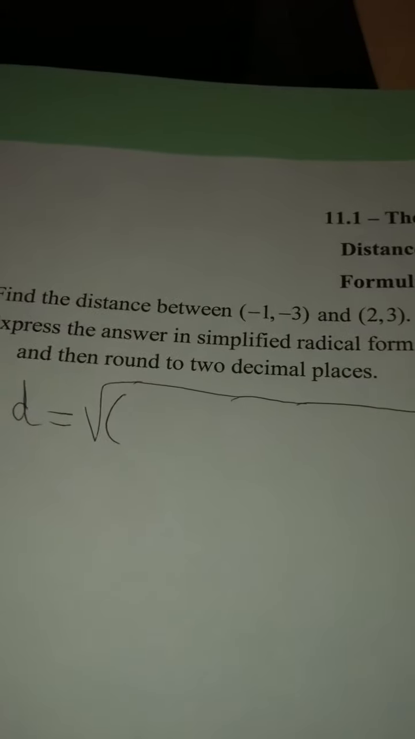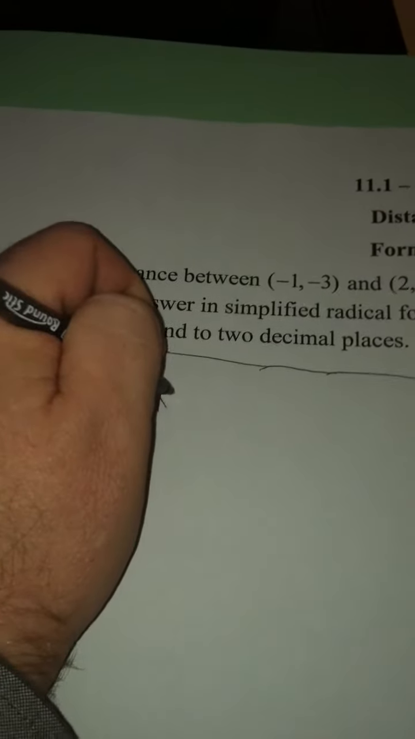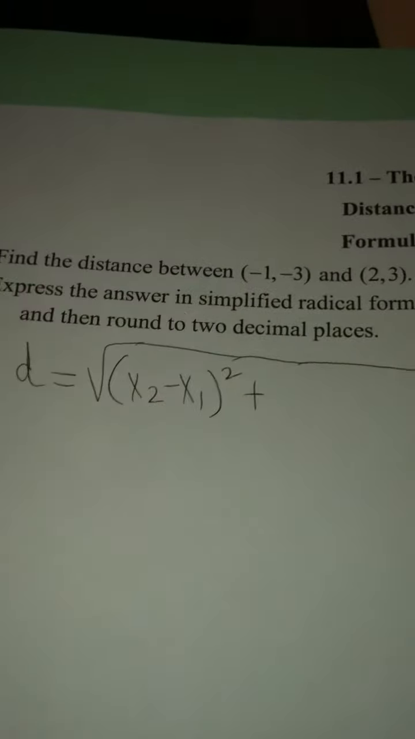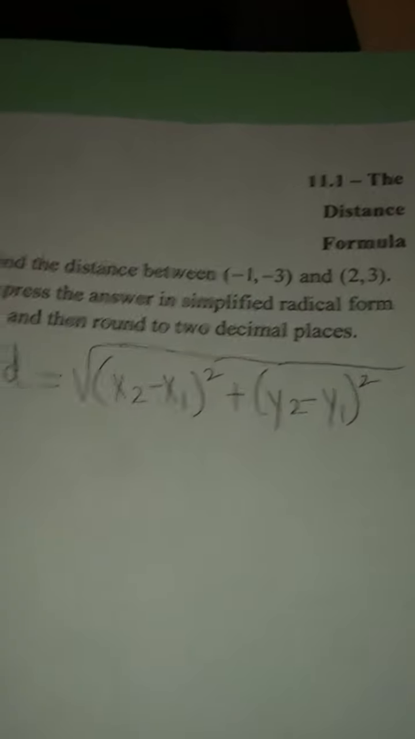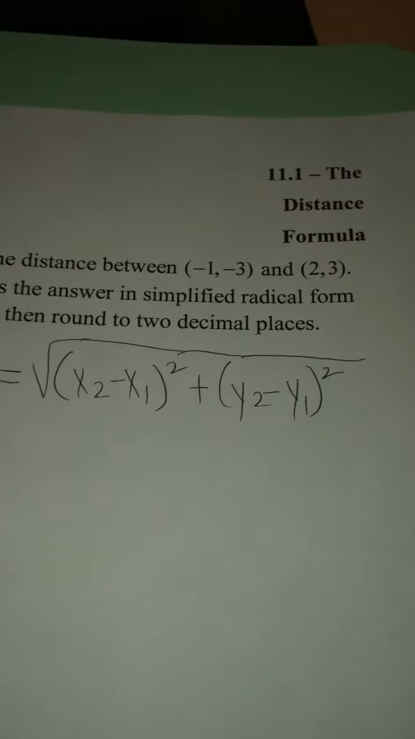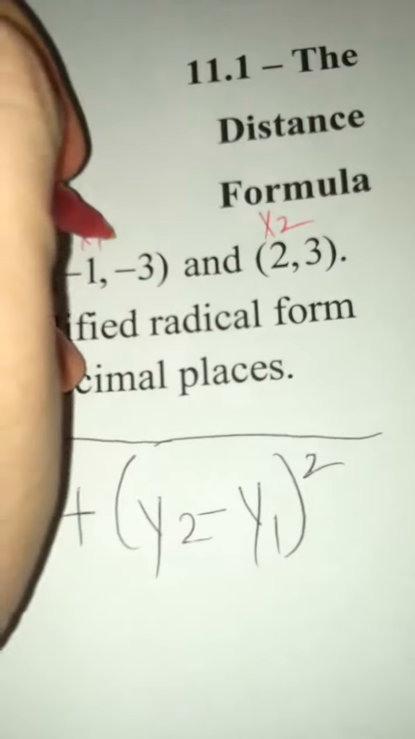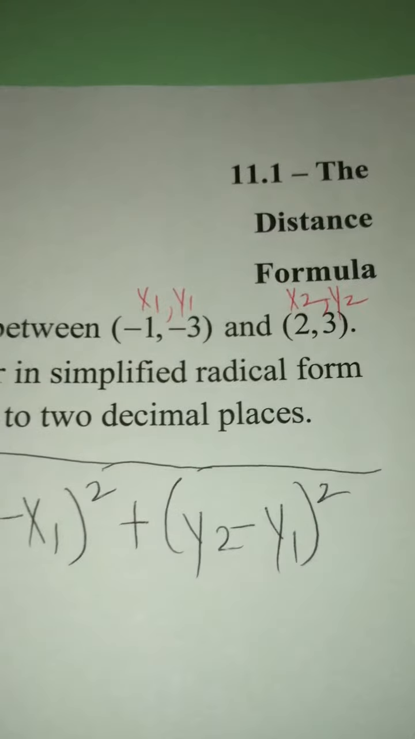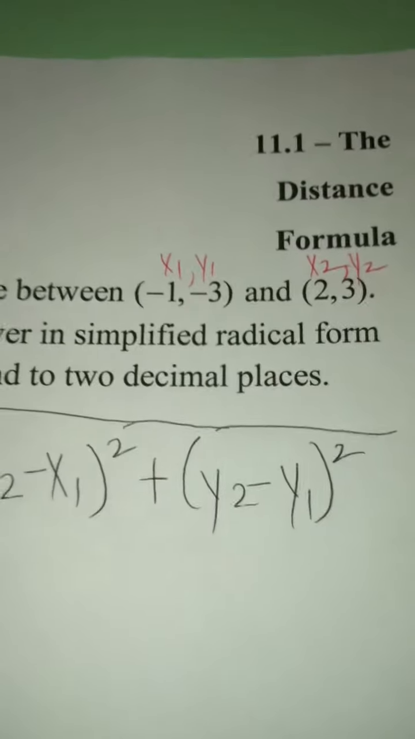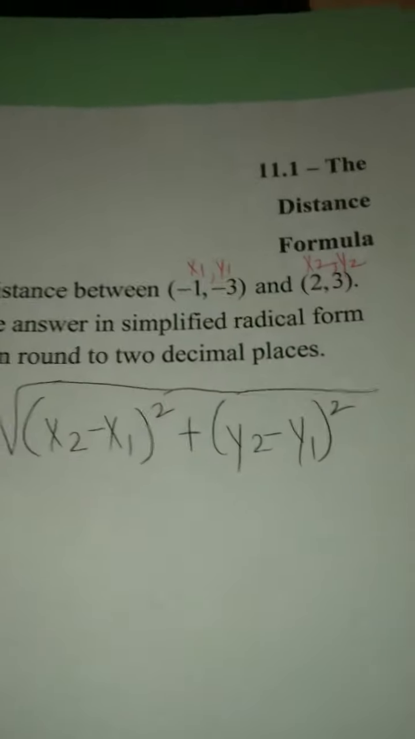d is equal to the square root of x sub 2 minus x sub 1 squared plus y sub 2 minus y sub 1 squared, where x1 and x2 are basically your first x value and your second x value, and y1 and y2 are your first y and second y respectively. So we know everything. Now we can plug in our x's and y's.